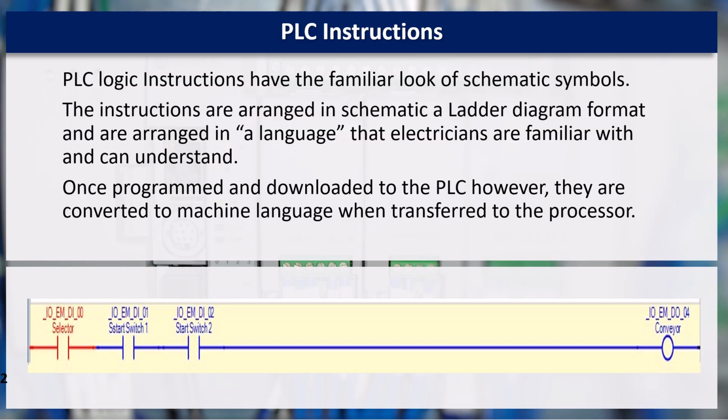PLC logic instructions have the familiar look of schematic symbols. The instructions are arranged in a schematic ladder diagram format and are arranged in a language, if you will, that electricians are familiar with and can understand. Once programmed and downloaded to the PLC, however, they're converted to machine language when transferred to the processor.